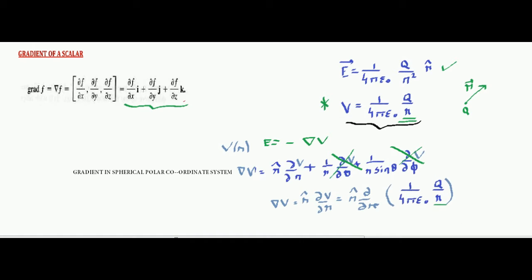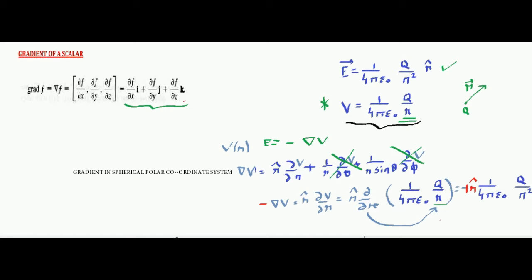So this is my V. Now d by dr acts only on 1 by r, the rest are all constants, so I will get a value of minus r cap times 1 by 4 pi epsilon naught q by r square. So you can see that if I take a minus of gradient of V, I'll get a plus sign here.